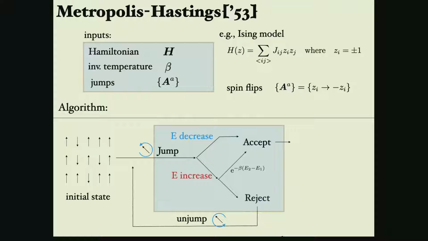And then you reject it by undoing the jump. Whatever you did, you just have to undo it, and pretend nothing has happened. Just by doing this, you actually get a Markov chain. If you iterate this a few times, you actually get the Gibbs state, if you converge quickly.